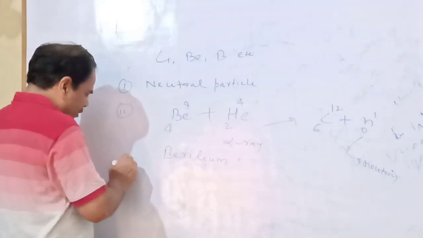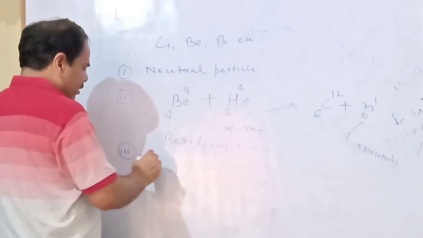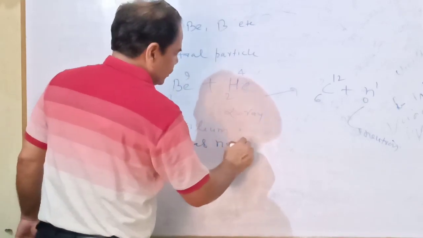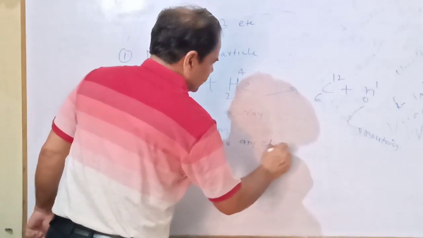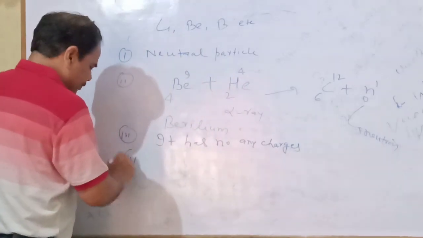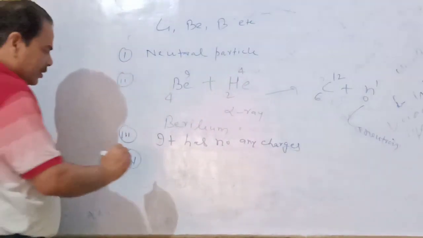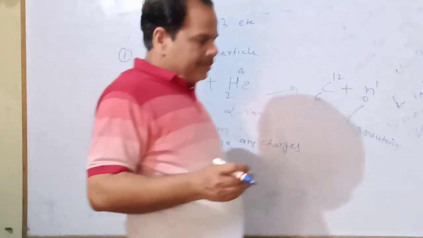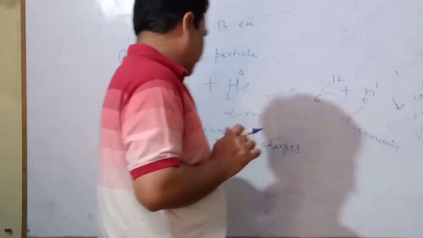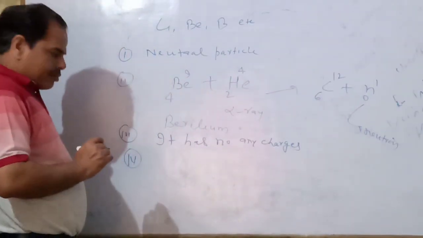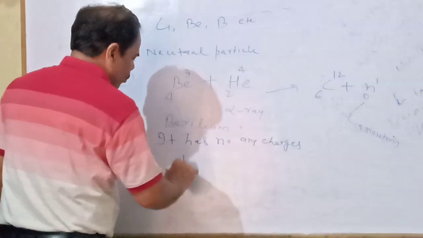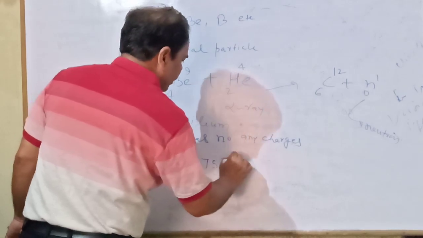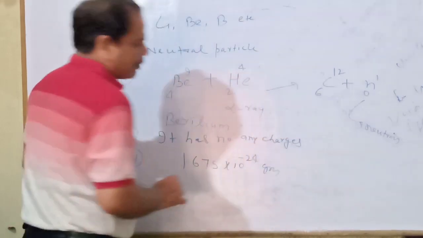Third, it has no charges. Fourth, its mass is slightly greater than the mass of the hydrogen or proton. Its absolute mass is equal to 1.675 into 10 to the power minus 24 gram.